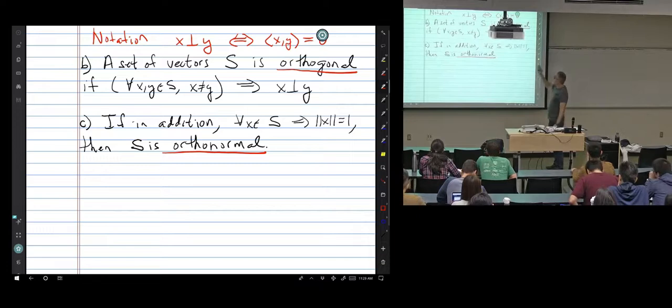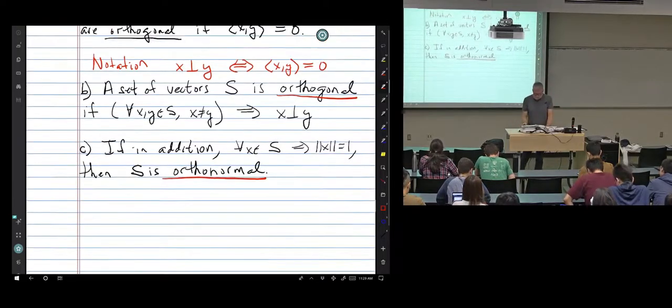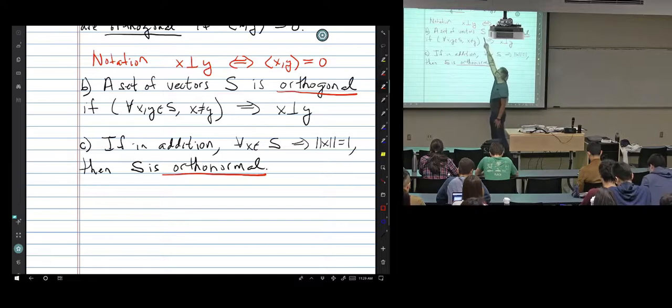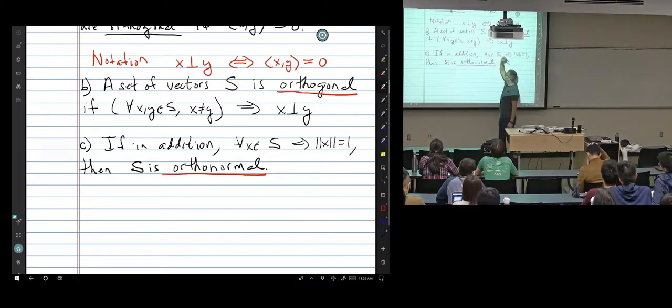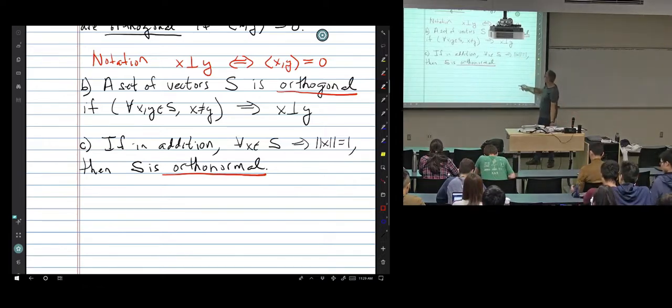Orthogonal means we take any pair, except of course if the vectors are the same, the only way they could be orthogonal to themselves is if they're 0, so we don't want that. Then we have orthonormal. So in particular, we could have a set of vectors that are forming a basis, and we could check that they're orthogonal. We could have a set of vectors that's a basis. We could check that they're orthonormal.